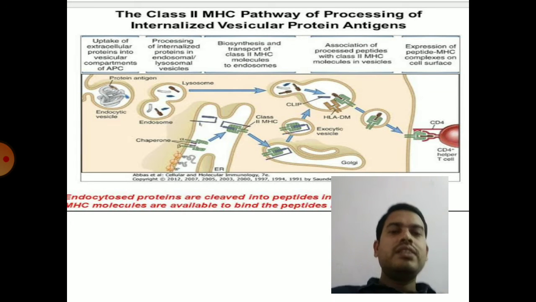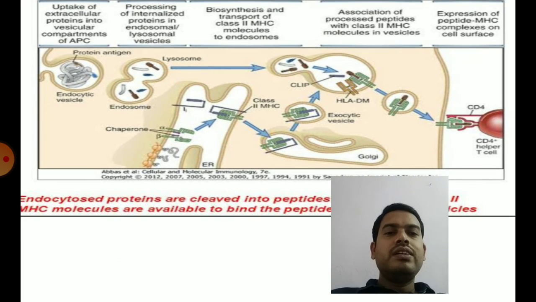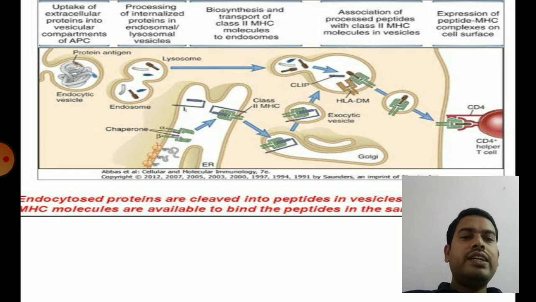So this is class 2 MHC molecule, which is present on the antigen presenting cells. When antigen presenting cells engulf the exogenous antigen, immediately they will combine with lysosomes. In lysosomes, the antigen proteins are degraded into peptides. The proteasome is used in class 1 MHC; here lysosomes will degrade the antigenic peptides.